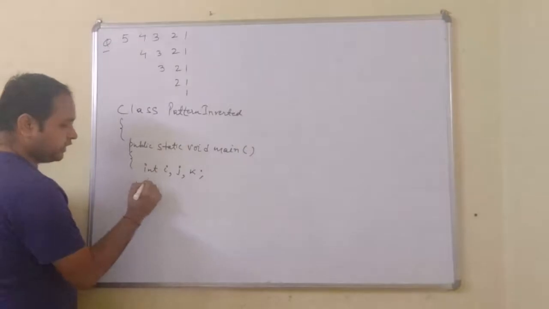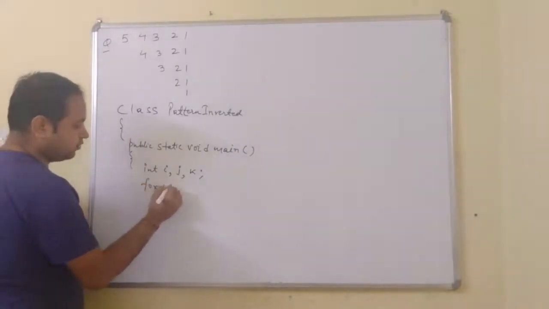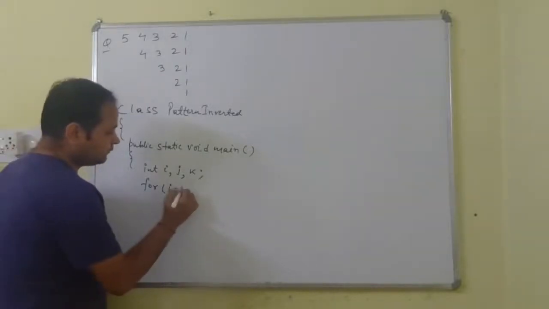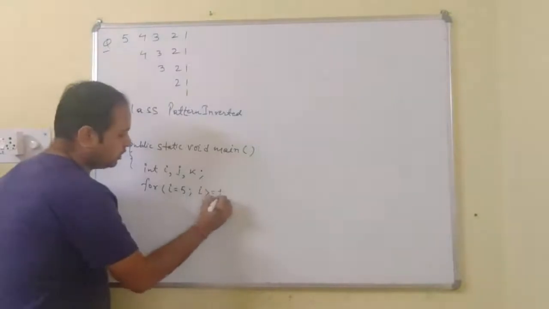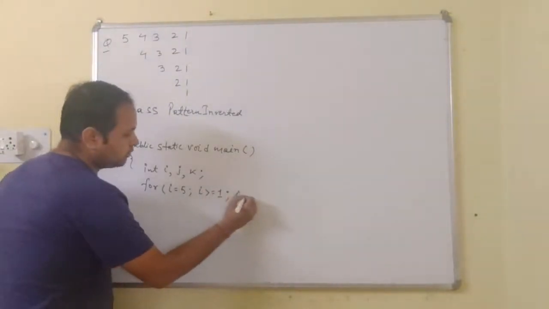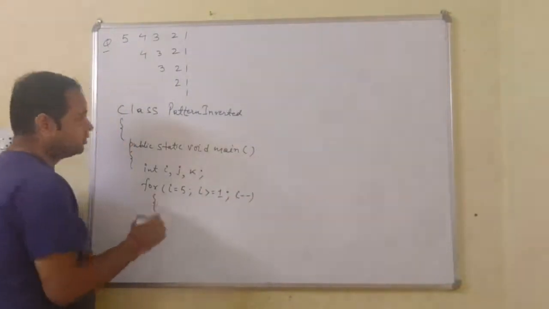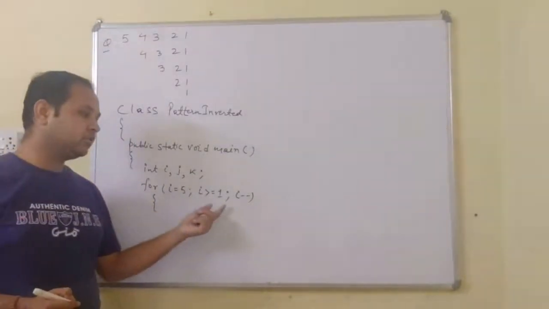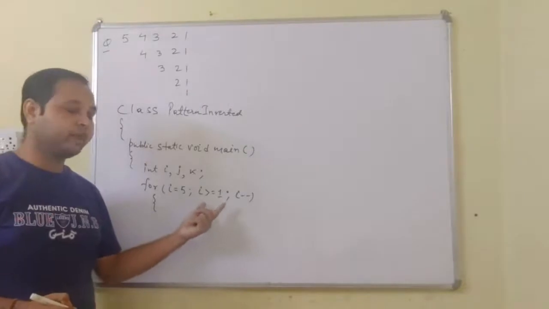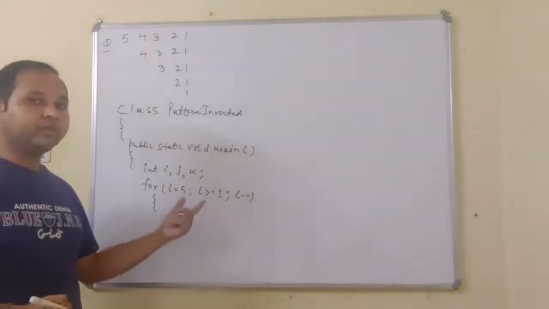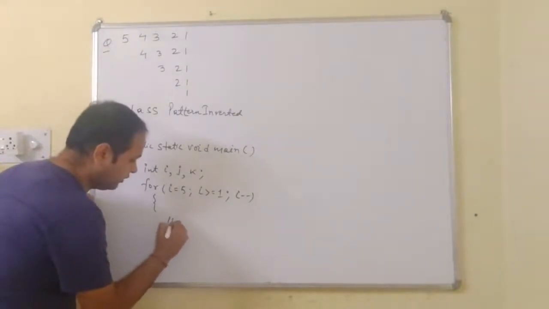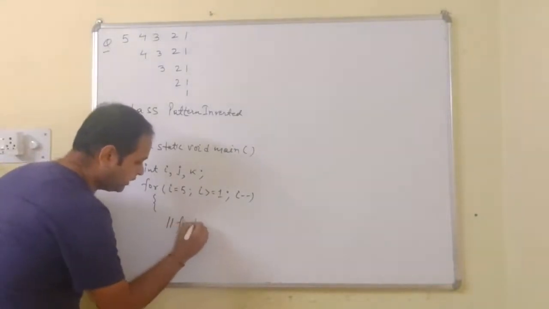So first of all I write the loop for i equals to 5, i greater than equal to 1, i minus minus. So we are having 5 rows, so I have written i equals to 5, i greater than equal to 1, i minus minus. So this loop will rotate 5 times. This is the outer loop to navigate the rows. Then first we will write a loop for printing space.